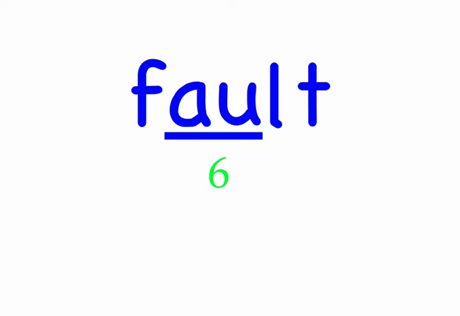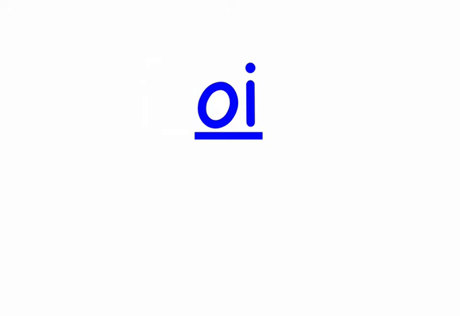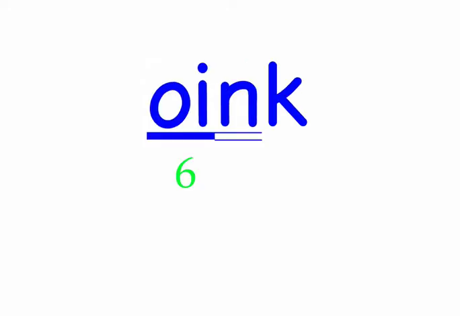Oink. 3 sounds. Oi, n, k. Oink. Now N represents its second sound here because it's followed by the sound k. When N is followed by the sound k, it will represent its second sound.